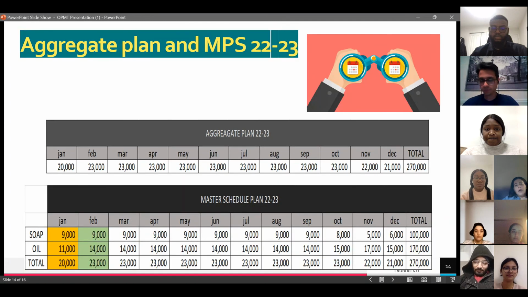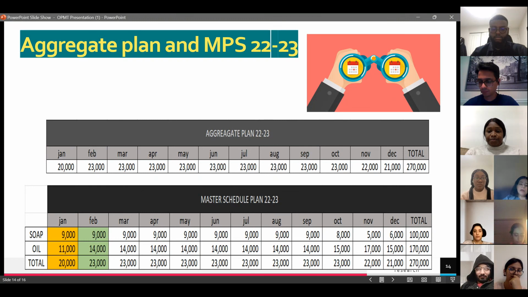For the next year, the forecast shows an increase in demand for the cooking oil. So the cooking oil production is boosted from 100,000 to 170,000 cubic tons. At the end, it shows we have 270,000 altogether for soap and cooking oil.